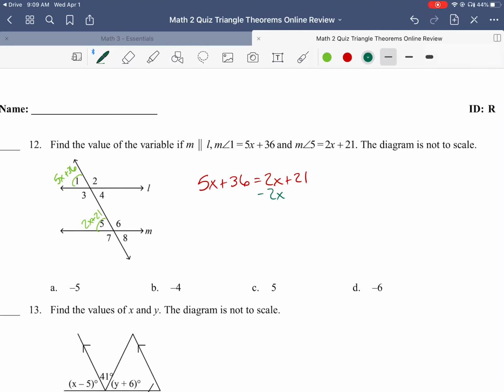Okay, subtract 2x and subtract 36. So 3x equals negative 15. Divide by 3. X equals negative 5. And it asks me to find the value of the variable, which x is negative 5. If I want to make sure it works, I can plug them in to make sure that I get the same measurement.